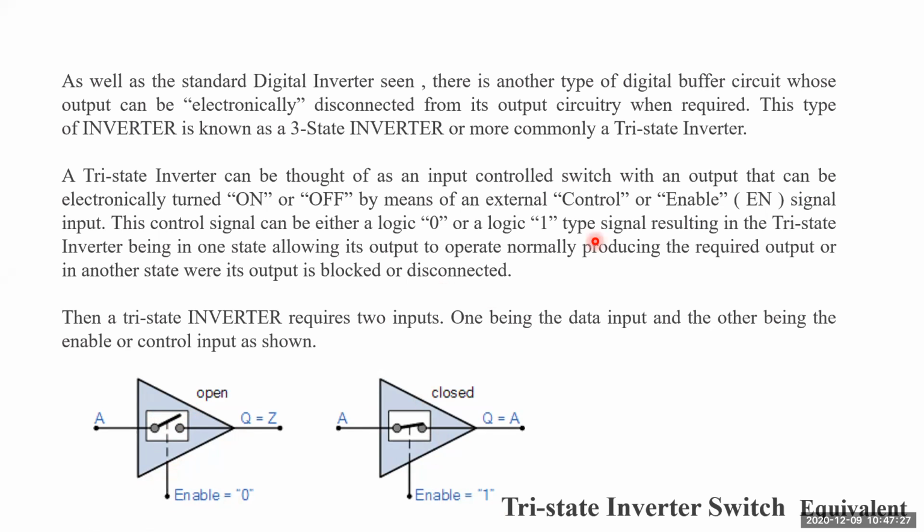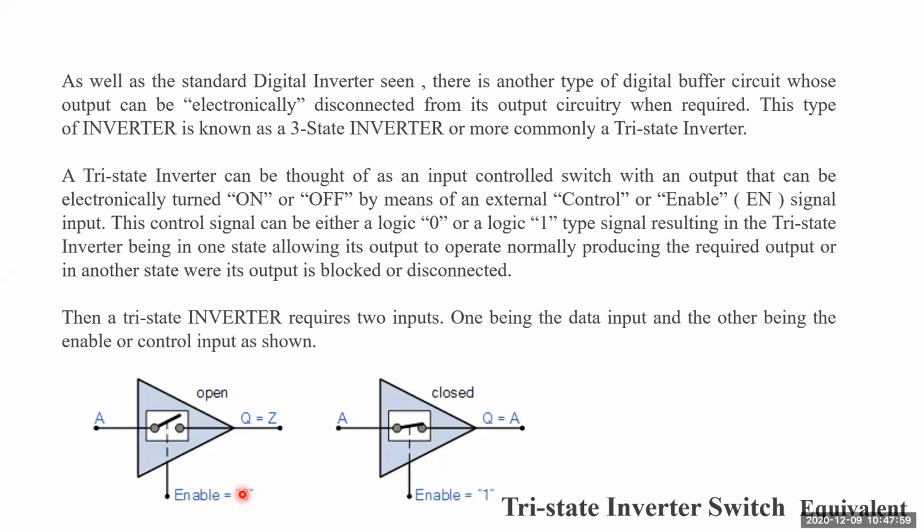So let us see now the operation of tri-state inverter, and there are like 3-4 slides which tell about tri-state inverter operation. In the next coming slides, you can see that one. Here in this one, it is also called a buffer circuit, a digital buffer circuit whose output can be electronically disconnected from the output of the circuitry whenever required. If you want to disconnect the input from output in the inverter, you can use this enable one.